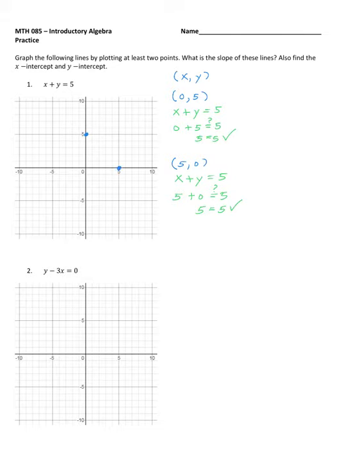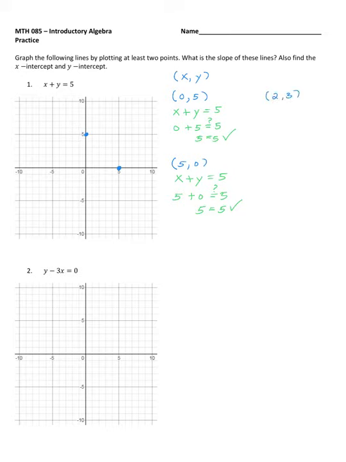So the goal is to plot at least 2 points, and you could really stop here and draw the line going between them. I'm just going to choose one other, just place that on my example. I guess I could use, let's say, 2 comma 3. That would be another good choice.